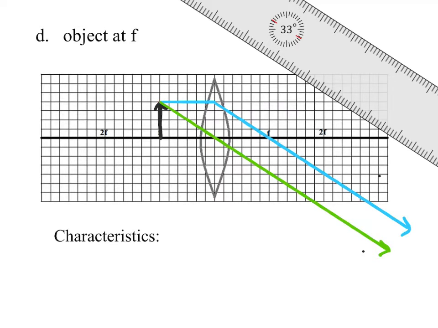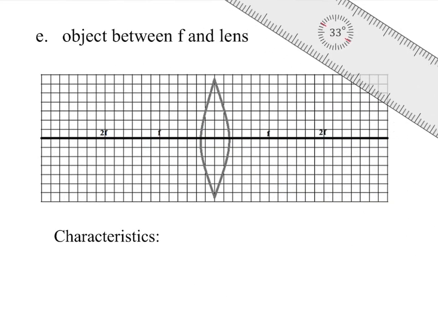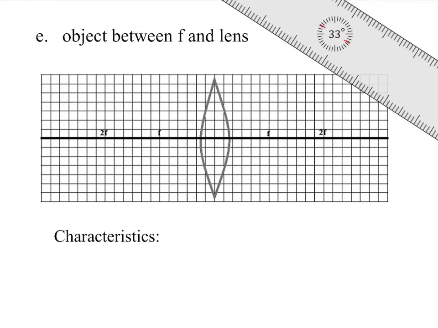And also look at those lines. What's happening again? They're parallel lines, and therefore this is not going to create an image. There is no image here if you are at the focal point. So since these refracted rays are parallel, we get no image. Okay, let's keep going. So object between F and the lens.